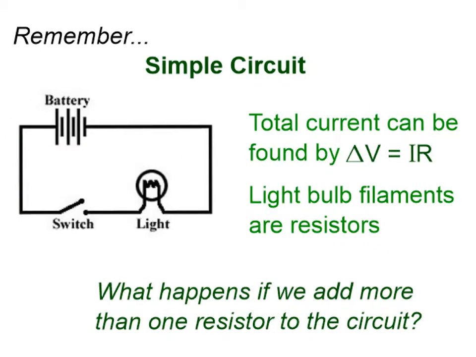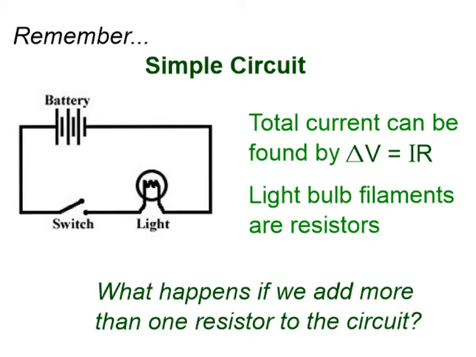Quick review. Remember what a simple circuit is. It has a source of potential difference and a load. The total current can be found by this equation. Potential difference equals current times resistance, V equals IR. Also, something to keep in mind, light bulb filaments themselves are resistors. So when we have a load here of a bulb, it also acts as a resistor.